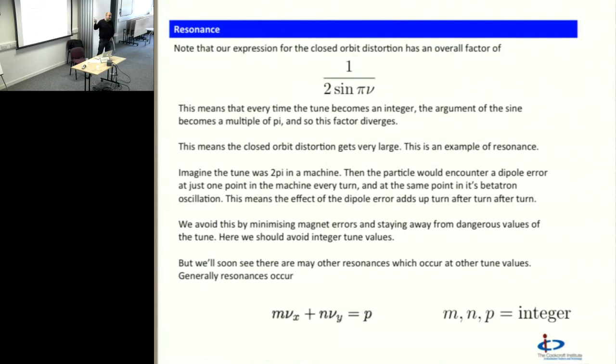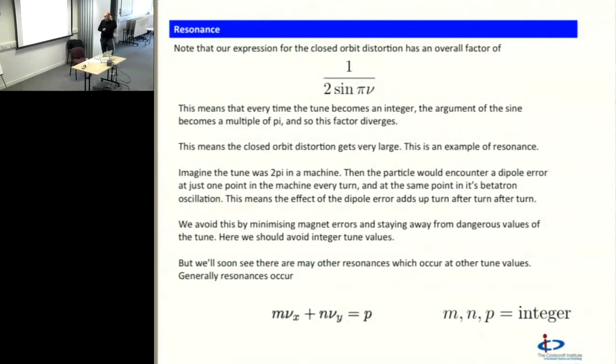What we're going to see is that's an easy example of resonance to come across. There are resonances at many, many other tune values. We'll see in 3 weeks' time we have to avoid half-integer tune values because of quadrupole errors and so on and so forth. So there's a whole slew of possible resonances that generate large amplitude behavior from our particles. And in fact, generally, I won't derive this, but I just want you to see it. Generally, a bad resonance occurs when the horizontal tune times some integer m plus the vertical tune times some integer n equals some integer p. That's a general resonance condition. And the order of the resonance is given by the sum of m plus n.